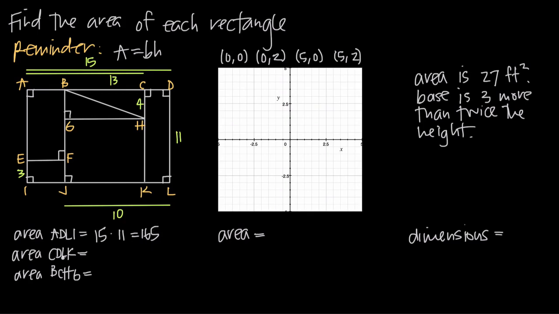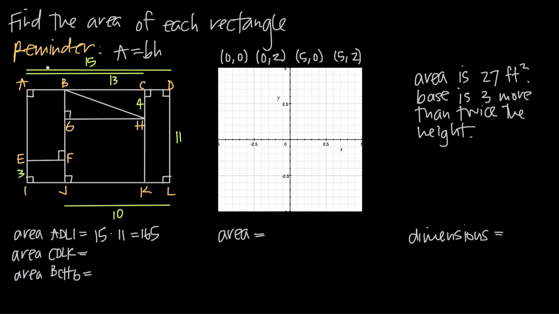What about the area of rectangle CDLK? Well, if I find those points, I have CDLK. So it's this rightmost interior rectangle here. I already know again that the height is 11 because CDLK has the same height as the outermost rectangle, but I'm not quite sure what the base is yet. I don't know the width or the base of CDLK.